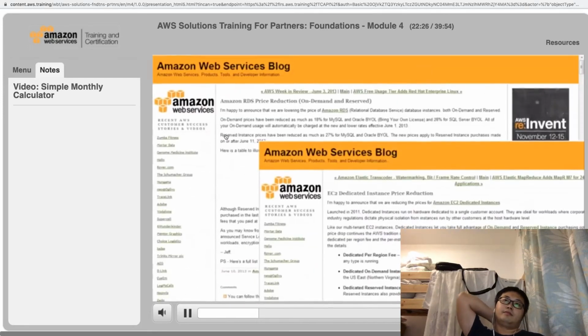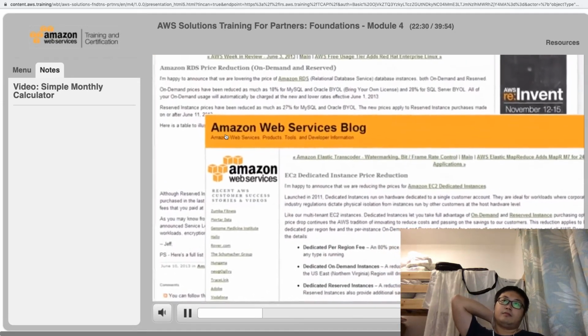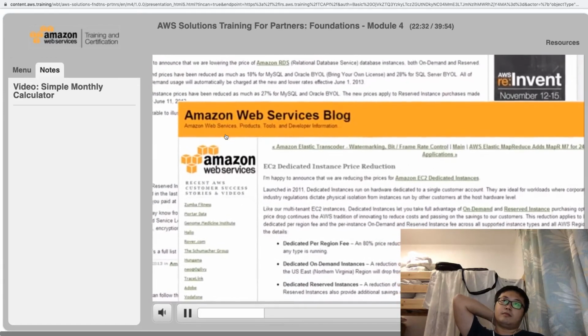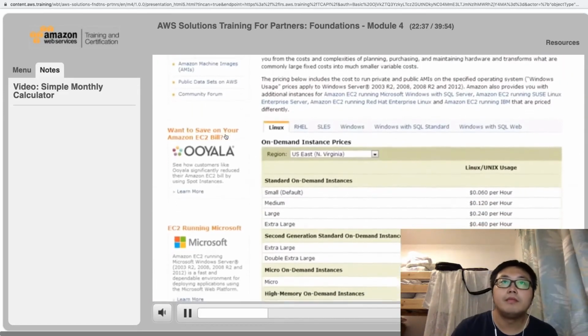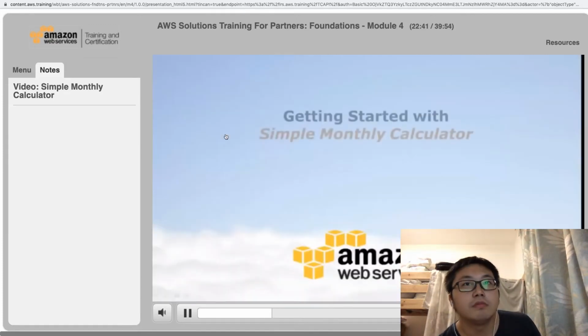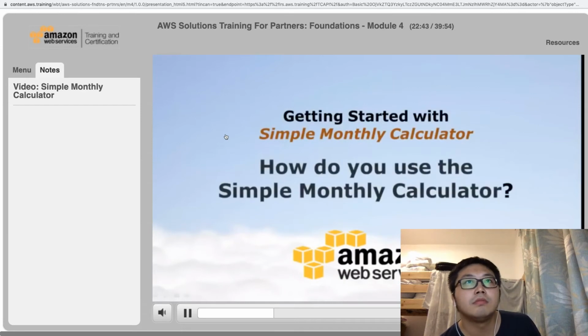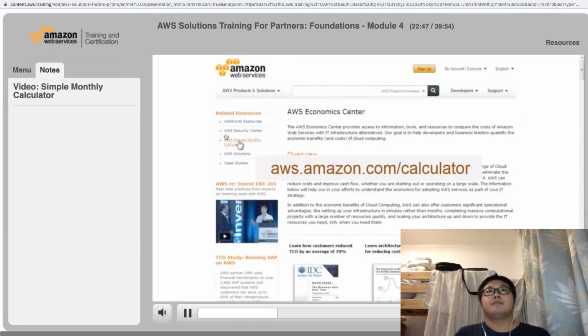As AWS continually grows, gains economies of scale, and improves operational efficiencies, it passes the savings back to you in the form of lower pricing. When you use the calculator, you'll get the latest and greatest pricing for all AWS services in all regions. So let's take a look at the AWS Simple Monthly Calculator to see how it works. You can find it at aws.amazon.com/calculator if you want to click along.